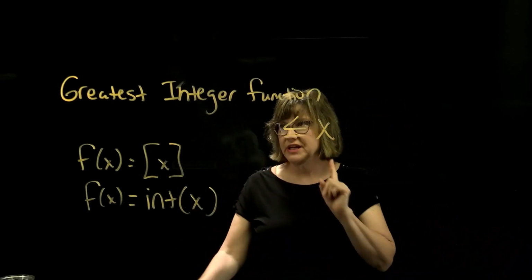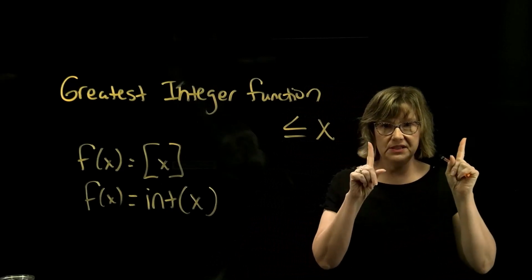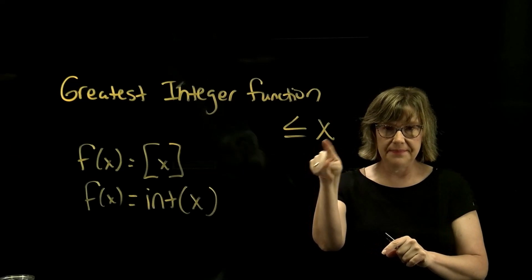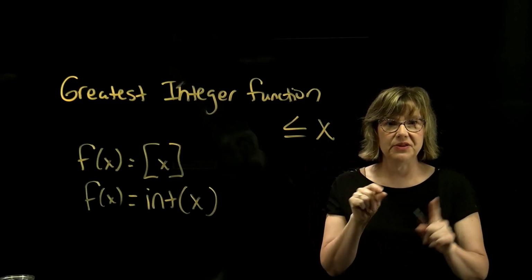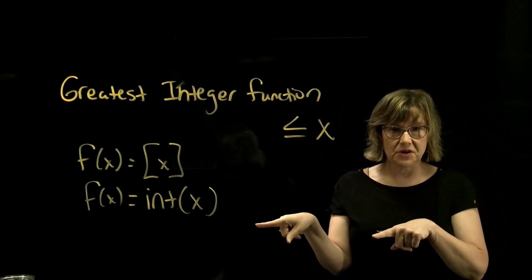All right, greatest integer function is kind of a weird one, and basically what it gives you is the biggest integer less than or equal to your input, or your x, okay? And I think the easiest way to think about this is less than or equal to, we're going to go to the left on a number line.